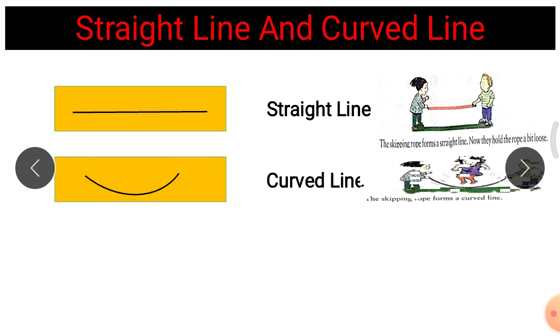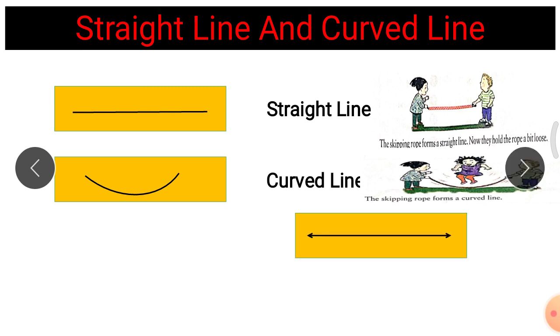When these two children loosen the skipping rope a little bit and come a little bit near to each other, the rope shape will become a little curved, right? So this is a curved line. And what is this, children? This is called a line. This is called a line.